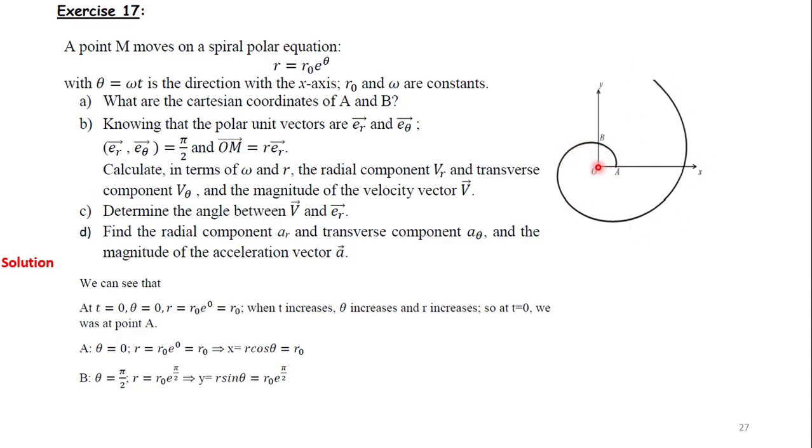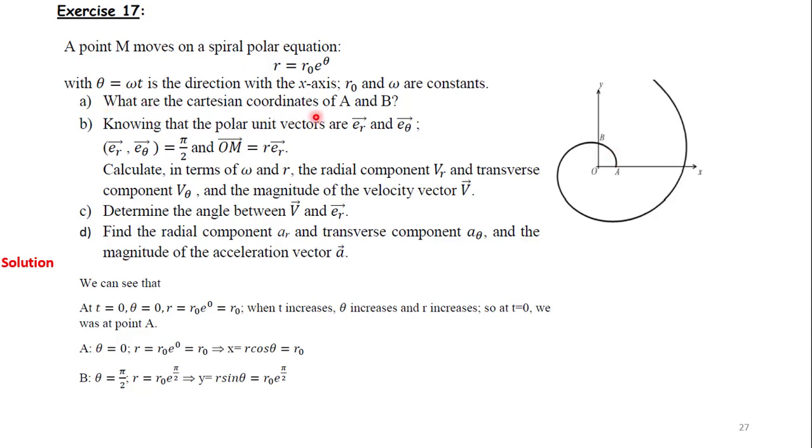We can see that at t equals 0, the particle was at point A. Then M is moving on the spiral like this, passing through B and going in this direction. While t is increasing, r is also increasing and theta is also increasing.